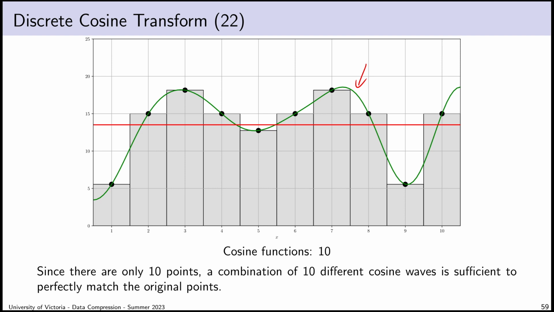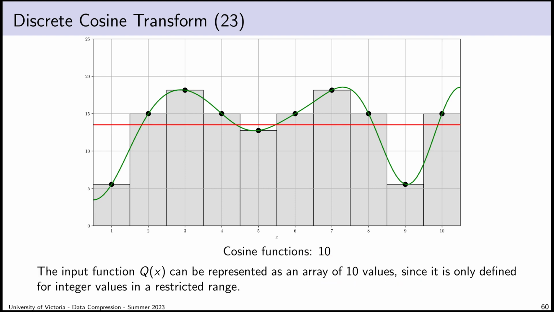Okay, so I have that. So now I can represent my original discrete function Q either as an array of these 10 y values or as an array of coefficients on 10 different cosine waves. So 10 agreed upon in advance linearly independent cosine waves. And this is great because now I can try and manipulate those coefficients as a way of performing lossy transformations, lossy compression. So I can represent the function Q as an array of 10 values.